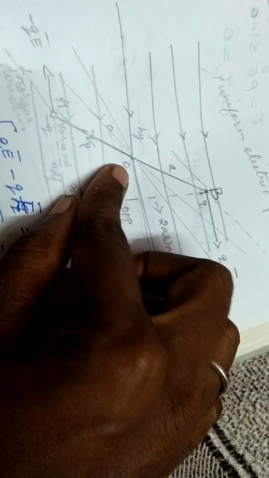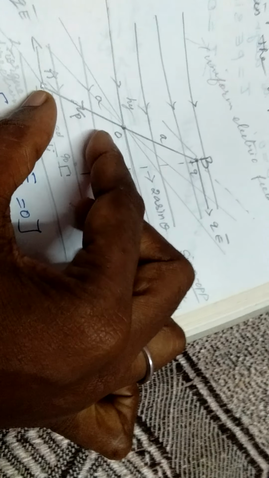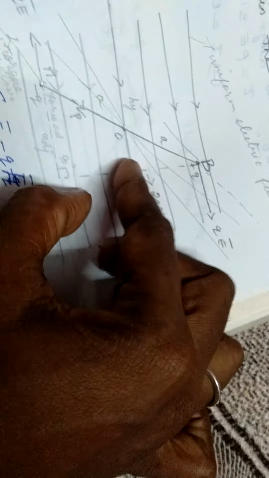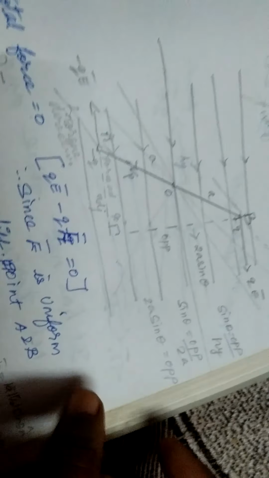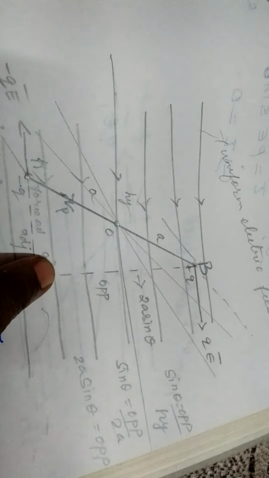Okay, so I join A to B, and the midpoint is O. This is the midpoint O. So B to O distance is a, A to O distance is a. So totally A to B distance is 2a. Now we have to draw two lines, here and here, one line each. Now it is creating an angle. The angle it is creating is a 90 degree angle.